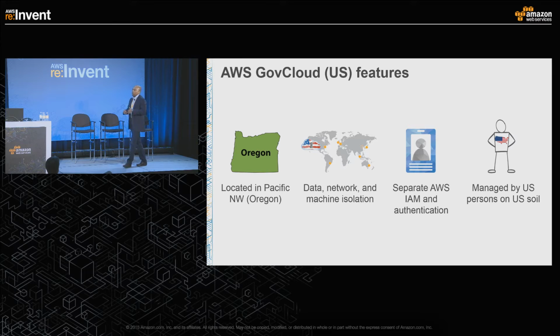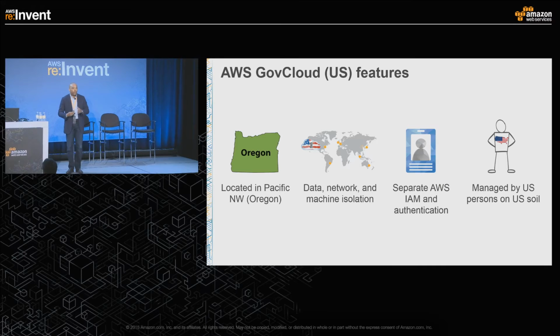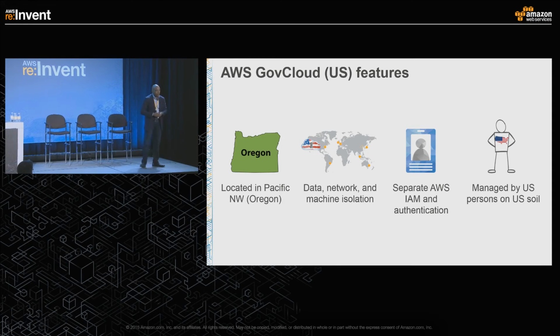Beyond that, GovCloud also has a separate identity and access management and authentication stack. So you get unique credentials for GovCloud that only work in GovCloud, which means you cannot log into your GovCloud account using the credentials from your standard AWS account, and vice versa. Beyond that, we also internally, from an AWS perspective, manage GovCloud and operate it with U.S. persons on U.S. soil. So the same requirements our customers have to meet for using the region, we have to meet as well. So from an operations standpoint, from a management standpoint, and even our service teams that all support GovCloud are U.S. persons on U.S. soil.